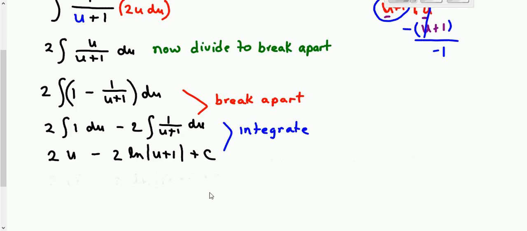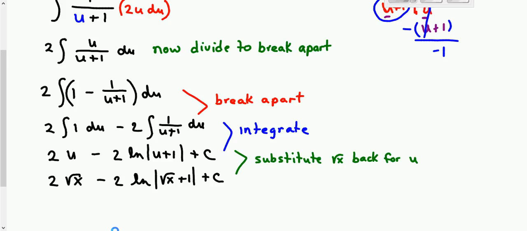So we've integrated, and the last thing to do is here we have an answer with u's in it, and we need to substitute the square root of x back in for u. So in the front, 2 times u becomes 2 times the square root of x, minus the ln, where u becomes the square root of x, so we have the square root of x plus 1. Make sure that your square root is not over that 1, it stops just on the x. Make sure you have your absolute value bars, and then plus c. And that's our answer to this problem.